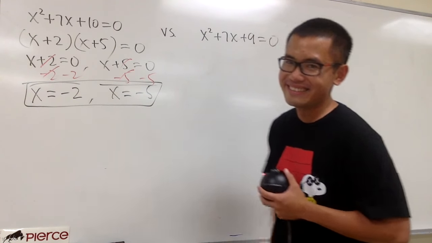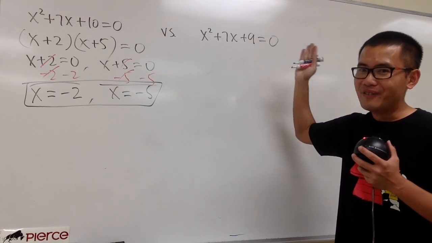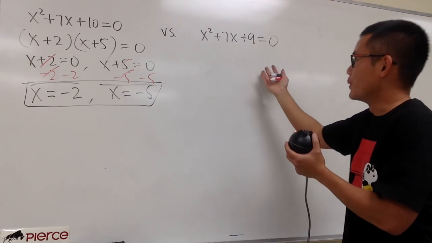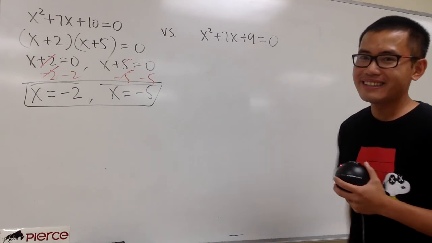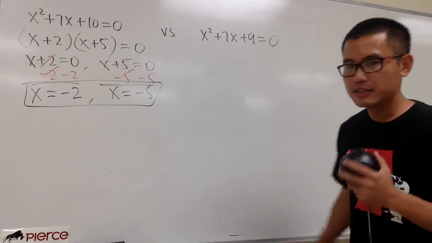How about for this? X squared plus 7x plus 9 is equal to 0. Unfortunately, no matter what we do, this is just not factorable, right? So now we have two choices. Either to use the completing the square or use the quadratic formula. Which one did you use? I will go for the quadratic formula because the b value here is an odd number.